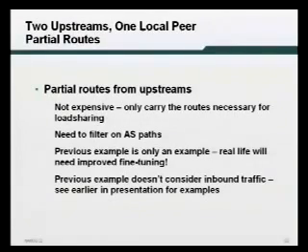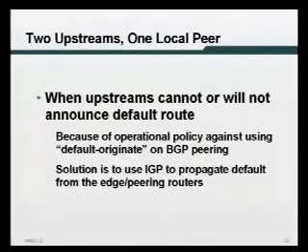In any case, I've worked with people who have started like this and modified it to suit what they actually need. When the upstreams can't or won't announce a default route, then get them to use one other prefix that they send you as a default. Or you can try and do it via IGP, get the IGP to inject the default route into your network.